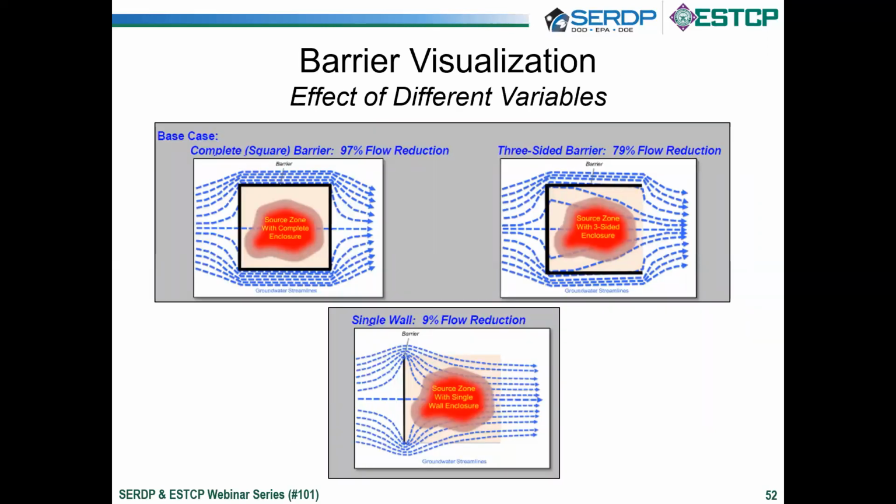Now, the barrier visualization model shows groundwater flow paths generated using MODFLOW of various configurations, indicating what variables and designs can lead to the most effective flow reduction. So a square or completely encapsulated barrier, for instance, is much more effective with a 97% flow reduction. A more surprising finding was that groundwater flow paths wrap around more tightly than expected, which is why a single wall wouldn't be very effective and would only reduce groundwater flow by about 9% within the source zone.